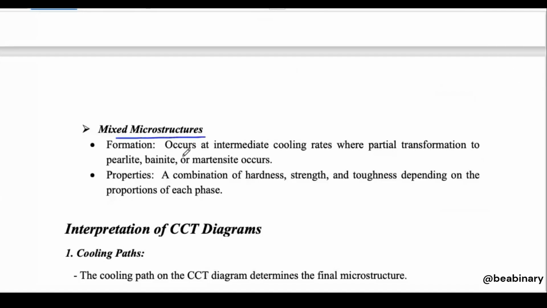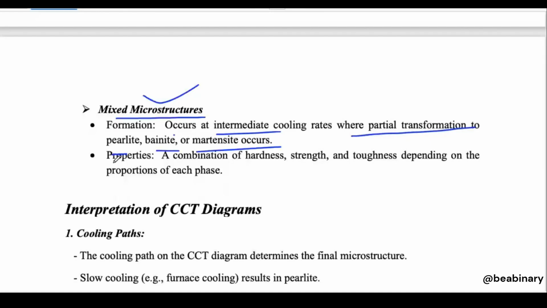Here, formation occurs at an intermediate cooling rate where partial transformation to Pearlite, Bainite or Martensite occurs. So it is a mixed microstructure. Its properties are a combination of hardness or strength and toughness, depending on the properties of each phase.